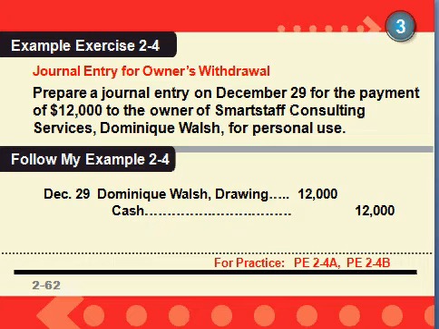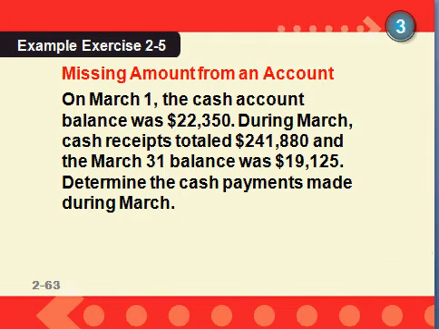And then exercise 2-5 is actually a math problem. We know that on March the 1st we had $22,350 in our bank account. We know that during the month of March we collected $241,880 in cash receipts, and we know at the end of March our balance is $19,125. So what we want to determine is how much cash payments we had.